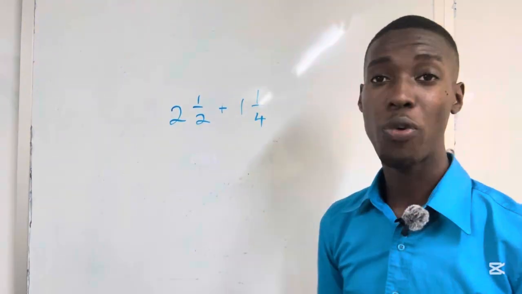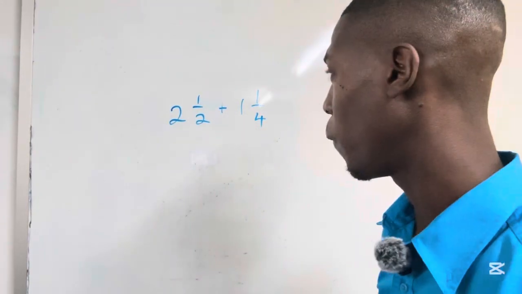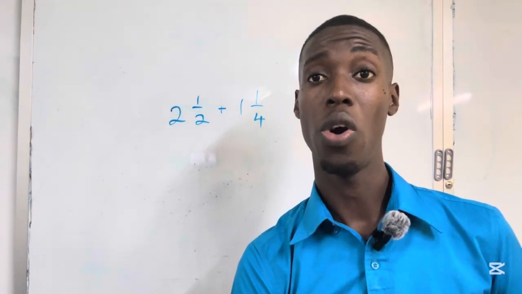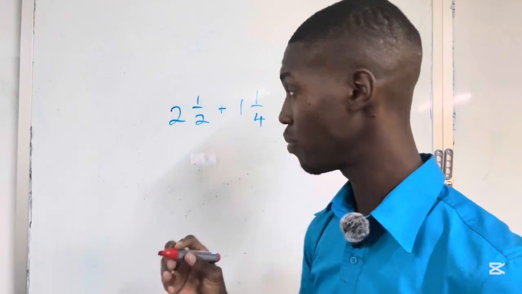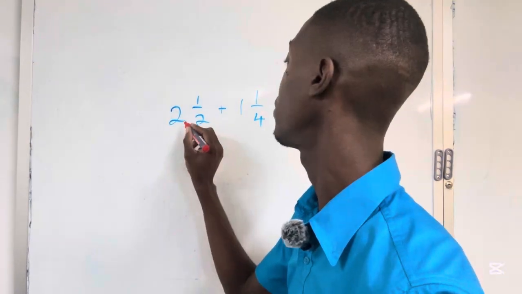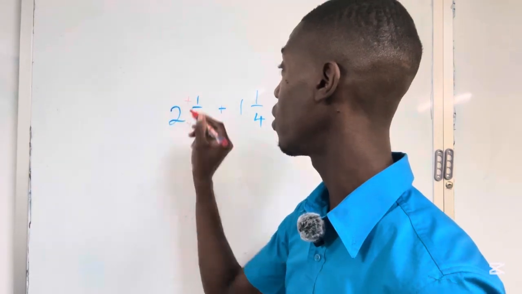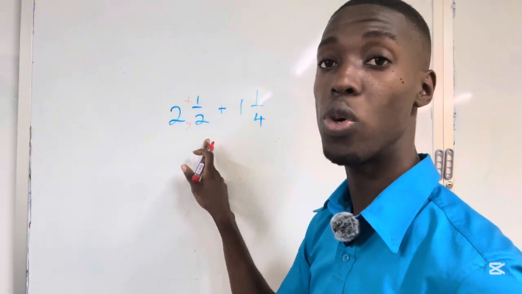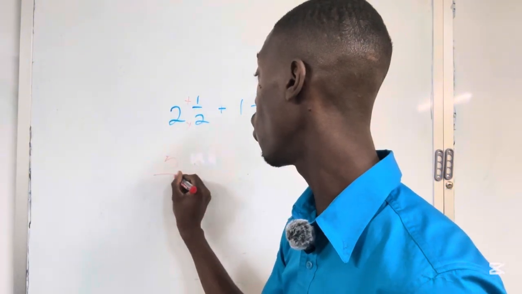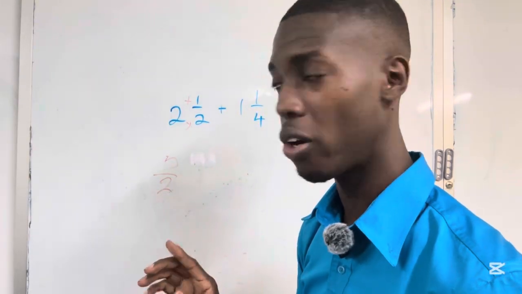So 2 1/2, we're going to convert that into an improper fraction. How to do that? Pretty easy, pretty simple. All we're going to do is multiply the whole number by the denominator, and the product we're going to add to the numerator. So 2 times 2 is 4, plus 1 is 5 over 2. Let me use a different marker.